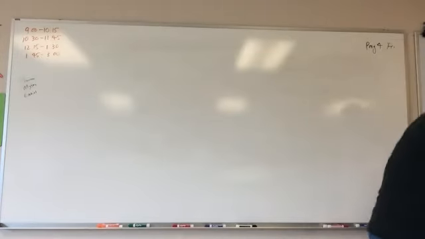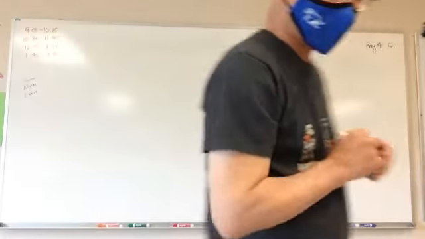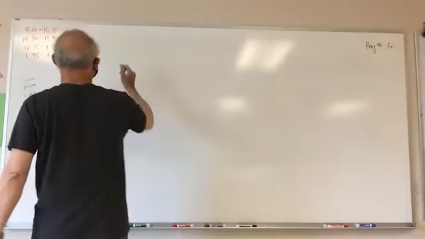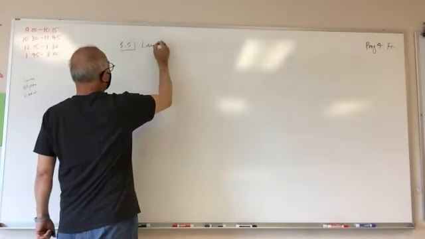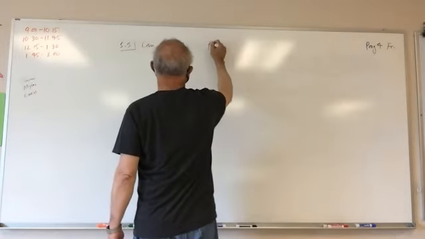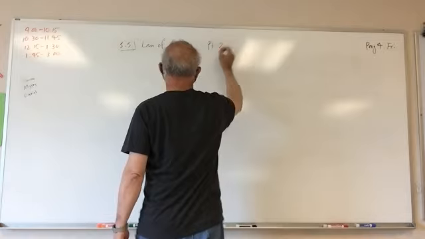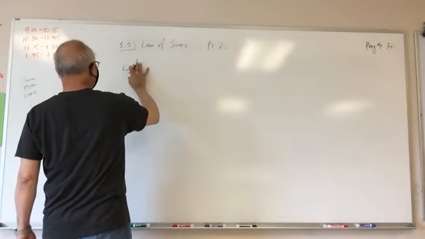Now you're gonna measure where the fire is. 5.5, we are on page 437. 5.5 law of sines. This will be part 2, I believe. Example number 4 or 5?